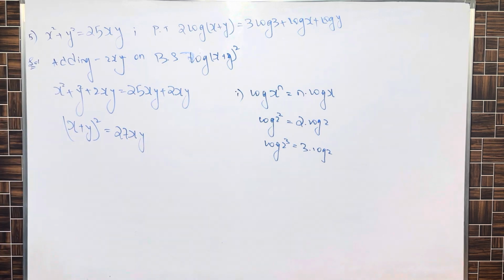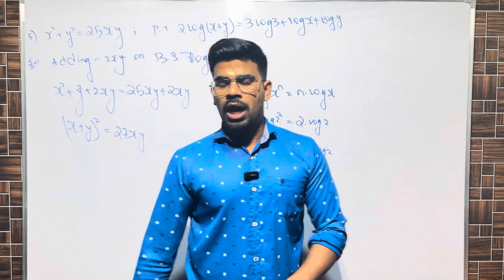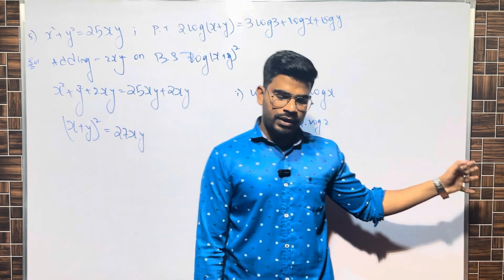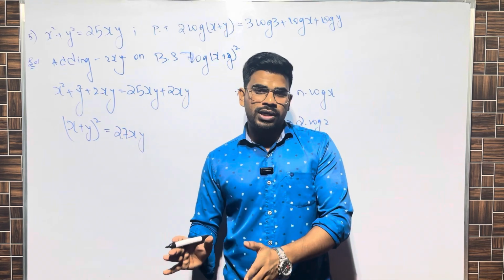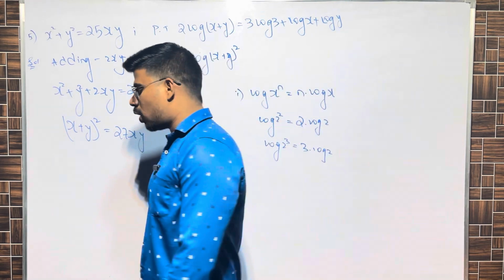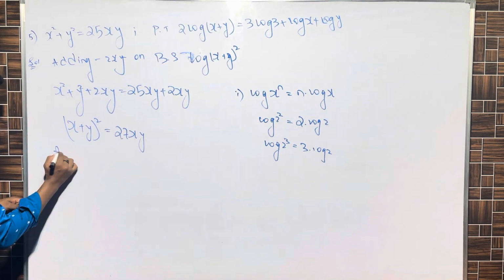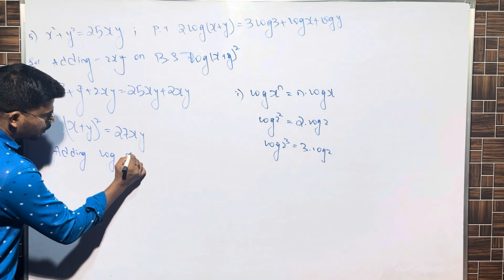27xy. So now, like we discussed in the beginning, in the given question there was no log term. However, in the solution which we are supposed to derive, there is a log term. So at some part or the other, we have to introduce log to this. This is the part where we have to introduce logarithm. So, adding log on both sides.